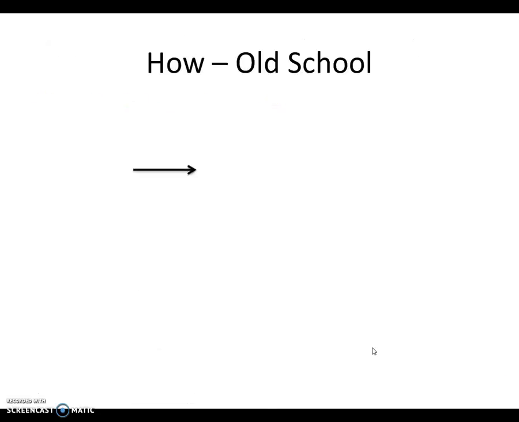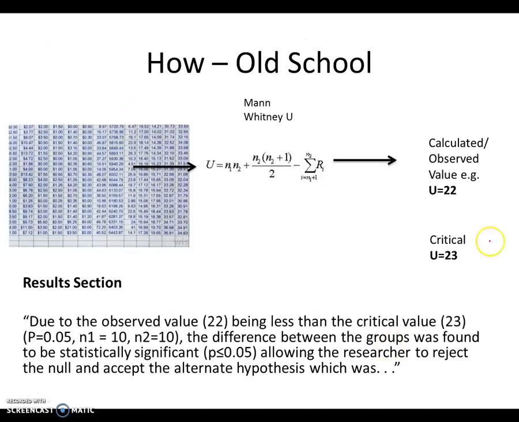Okay, and by beat, what do I mean? We need to be lower. Our calculated or observed value that we worked out from our raw data needs to be lower than the critical value. In this example, it is. 22 is lower than the critical value of 23 from the table.